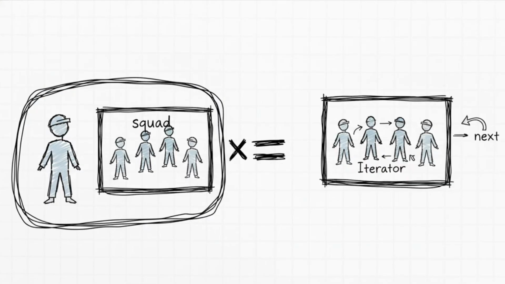Now, if you're familiar with other design patterns, you might be thinking, hey, wait a minute, isn't this kind of like the composite pattern? It's a good question, but they really solve different problems. Composite is all about treating a single object and a group of objects in the exact same way. Think like a single soldier versus a whole squad. It doesn't actually help you with how you visit each soldier in that squad.